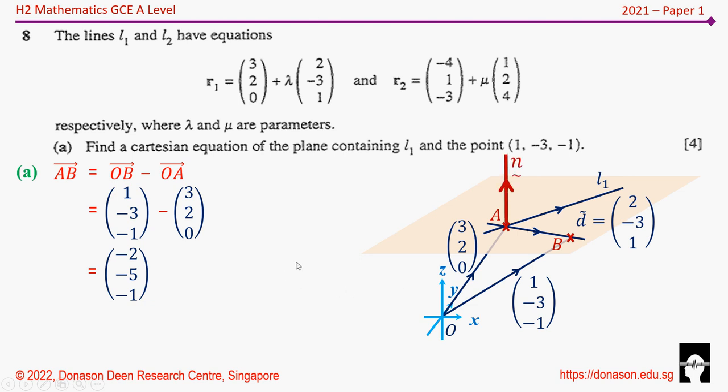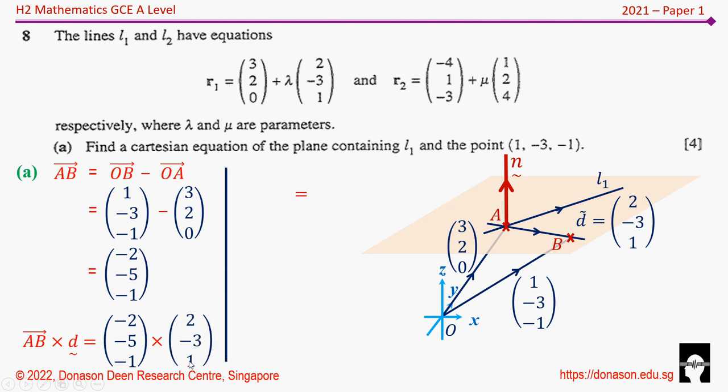So to do that, let us get the normal vector. The normal vector is basically going to be the vector AB cross D. So what is AB? We have already worked it out over here, which is (-2, -5, -1), and we're going to cross this with the direction vector of the line, which is (2, -3, 1). So that's the direction vector of the line. Now we just perform the cross product between these two vectors.